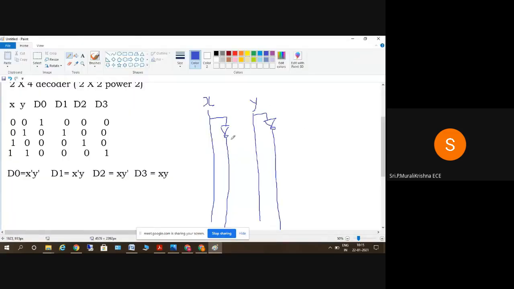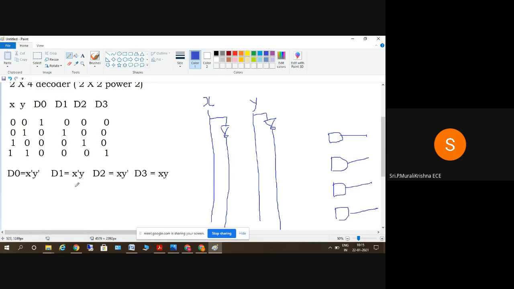Fine, so this is the circuit here. So D naught is X bar, Y bar. So we need a multiplication of these two, so we need AND gates here. We need 4 AND gates: this is the first AND gate, second AND gate, third AND gate, and fourth AND gate. So these should be D naught, D1, D2, and D3.